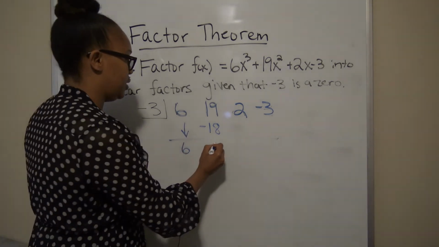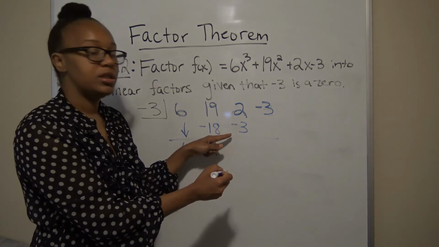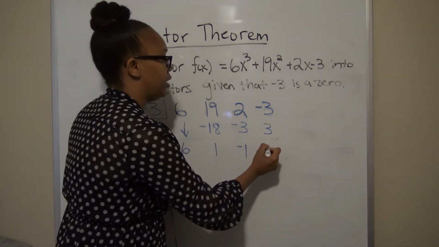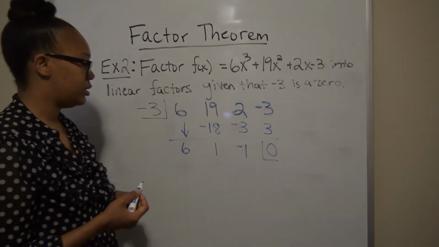19 minus 18 is 1. -3 times 1 is -3. 2 plus -3 is -1. -3 times -1 is +3. Add those together, you get 0. So we knew, because that was a 0, that the remainder should be 0.